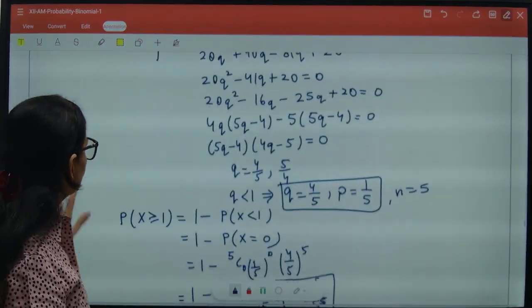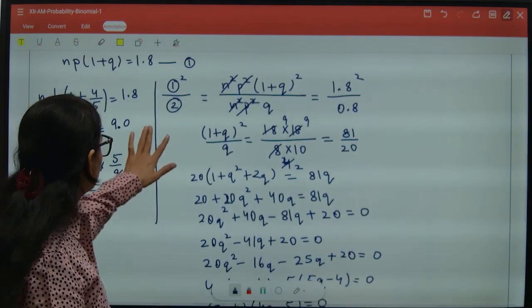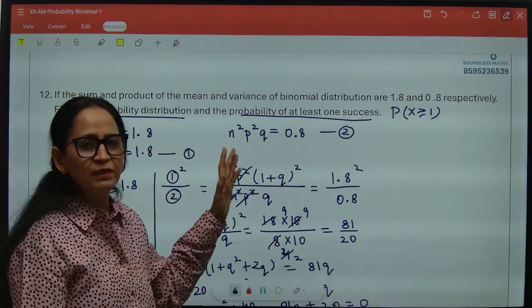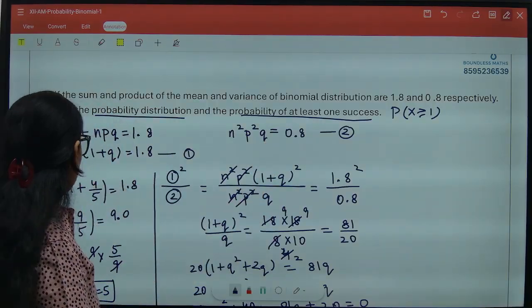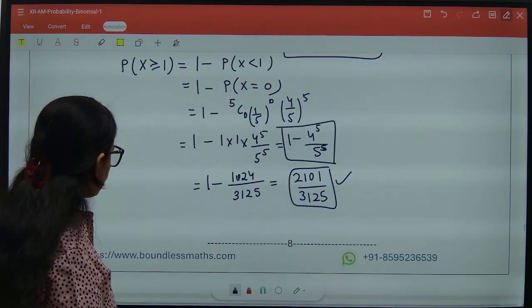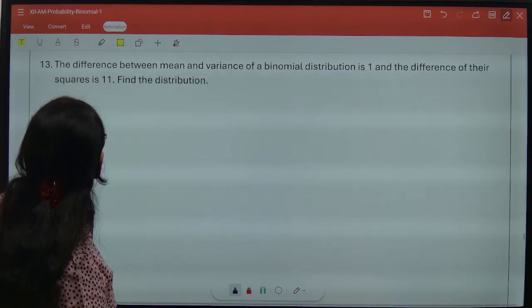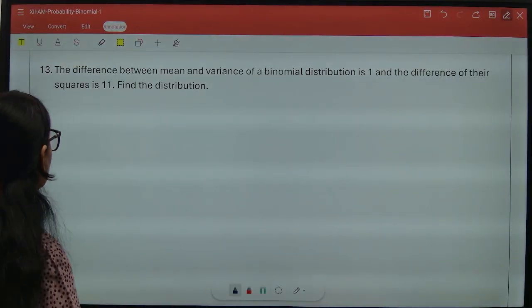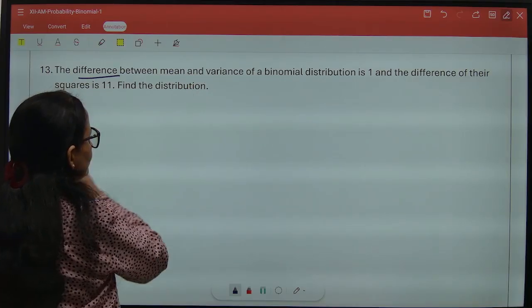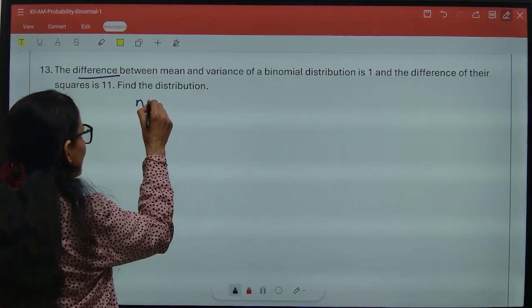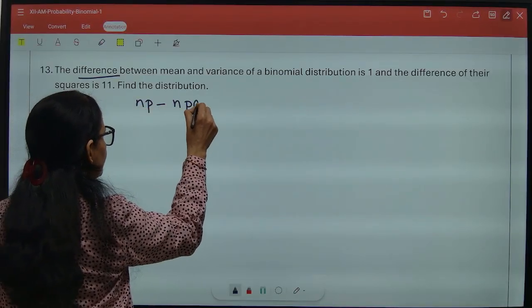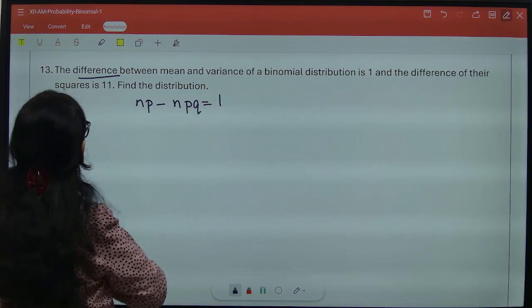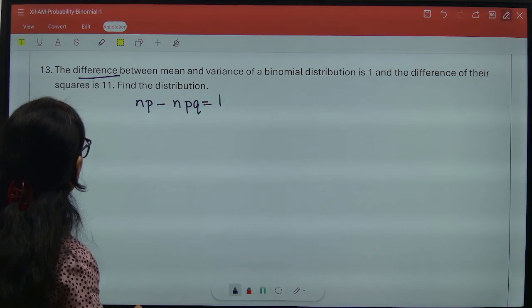So hope you understood the question. So the objective here is always to find the value of n, p and q, and then just apply binomial distribution. So let's move to the next question. The difference between mean and variance of a binomial distribution is 1. So the difference is given to you now between the mean and variance. So that means np minus npq is 1, and the difference of their squares is 11.